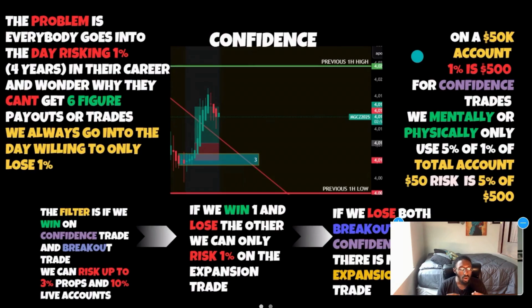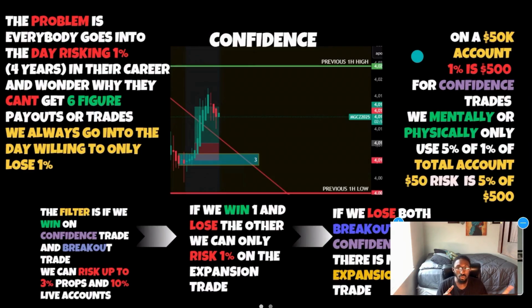to 3% on props and 10% on live accounts, right? You want to have up to 100 bullets in live accounts. You want to have up to 10 bullets in prop accounts. If we win one and lose the other, we only risk 1% on the expansion trade.